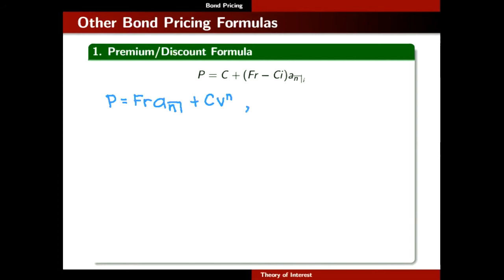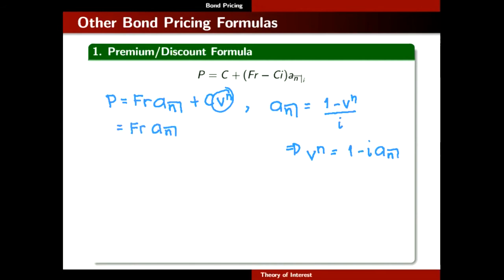And then, recall ninyo, saan ba equal ang a angle n? Diba? This one is equal to 1 minus v to the n all over i. So, I'm going to solve for v to the n. So, from here, v to the n is equal to 1 minus i a angle n. Okay, so let's continue here. So we have Fr a angle n plus C times, so I'm now going to replace v to the n by this one. So, I'm going to have 1 minus i a angle n.